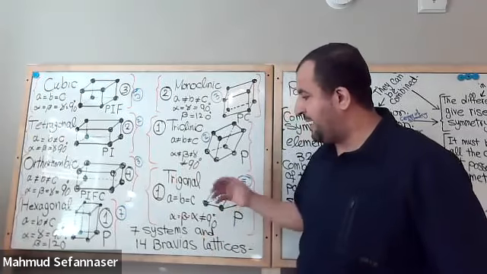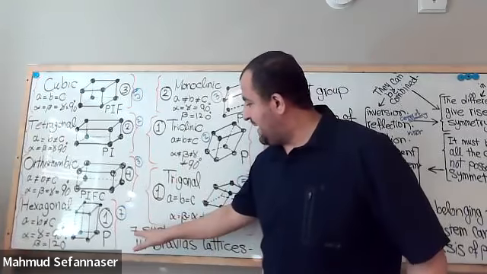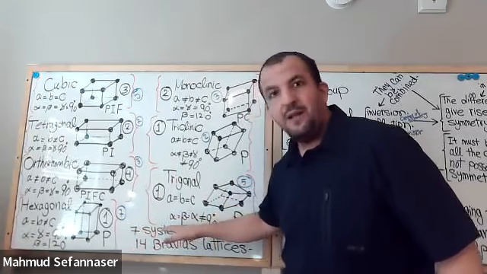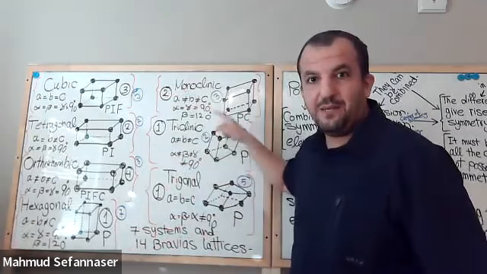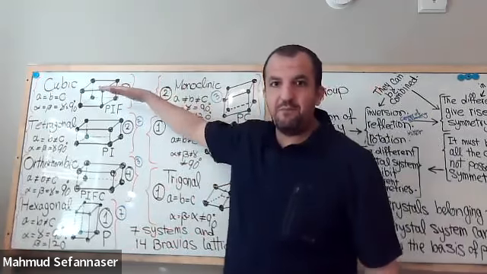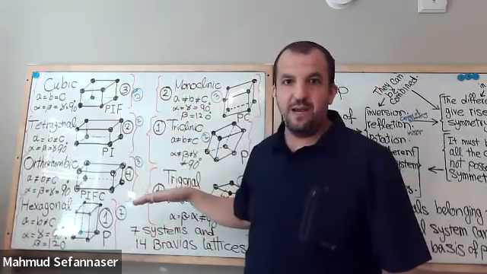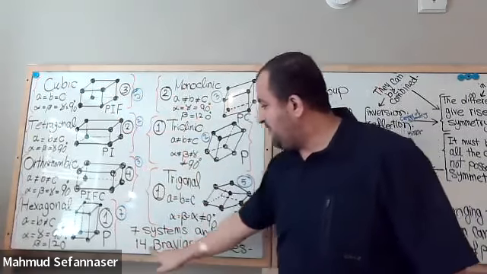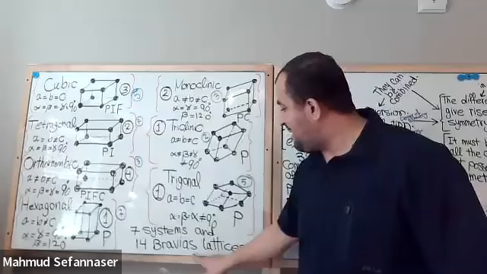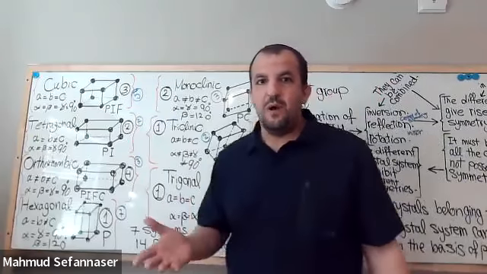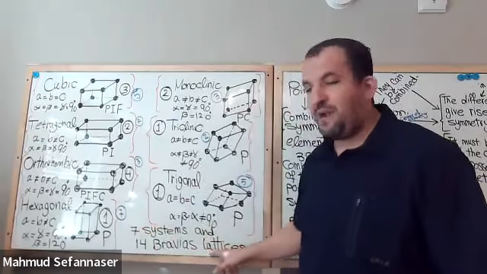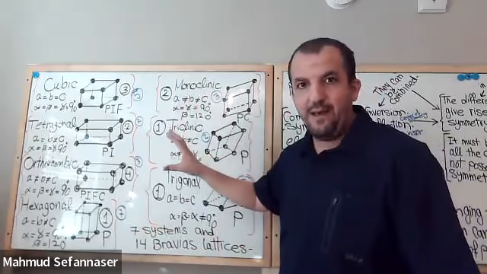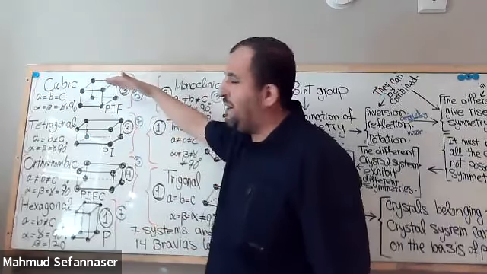So you can see, guys, that we have here 7 crystal systems, as I mentioned, and I described each one of these systems for you guys. And at the same time, we have 14 Bravais lattices. What do we mean here by 14 Bravais lattices? We will go through that one by one.